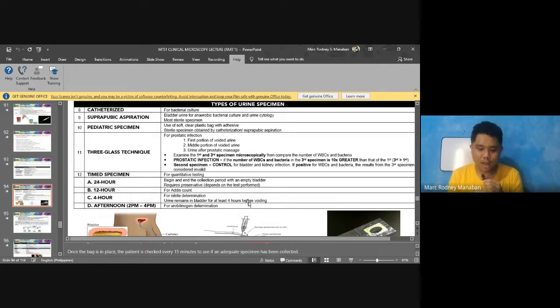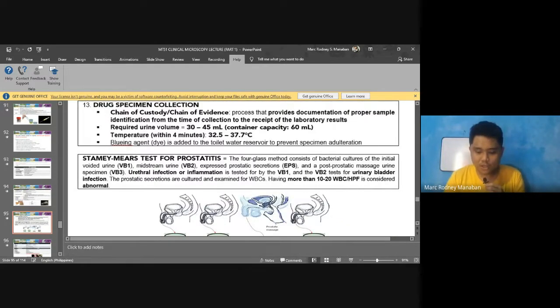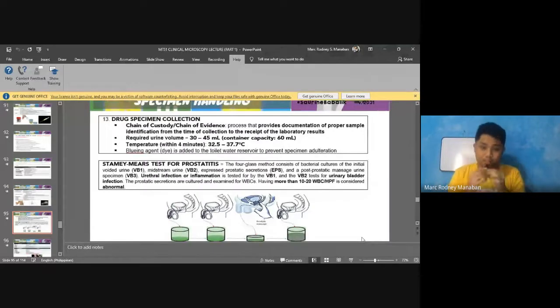Okay, all right, that's for the different types of urine specimen. Now, the last is, of course, a drug specimen collection. Take note, drug specimen collection. It is a specimen collected for drug testing, which is usually urine. For routine drug test kits, of course, you experienced that in ClinChem. It should follow a chain of custody, also known as chain of evidence.